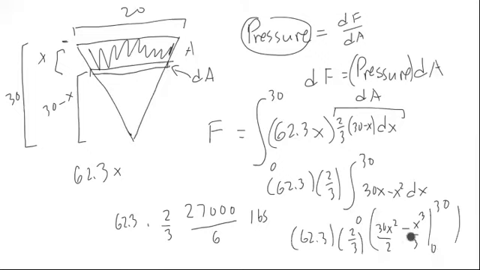When we plug in 0, we just get 0. So we're taking that into account here. Plug in 30, get something. Plug in 0, get something. And then we could simplify this a little bit. So 1, 3, so you get 9, and 9 and 27, that would be 3. So really, we end up getting 3,000. So we should get 62.3 multiplied by 3,000 pounds.